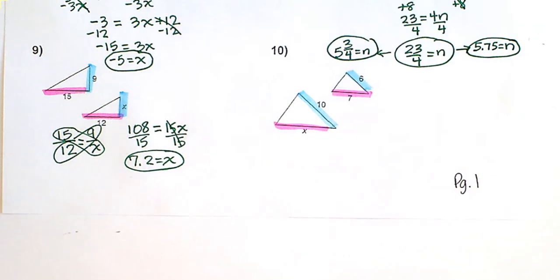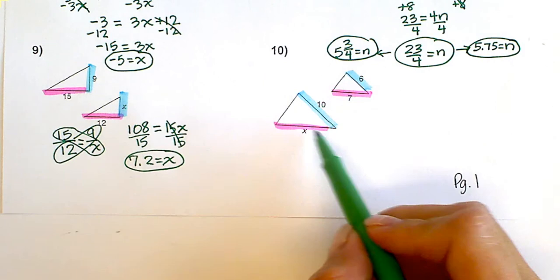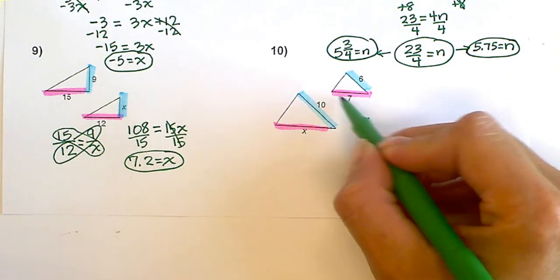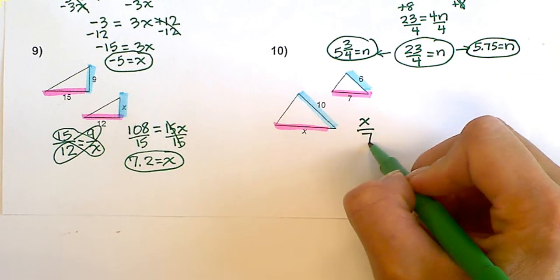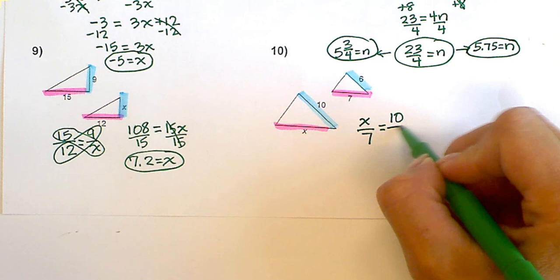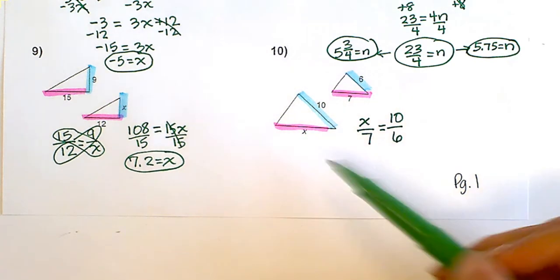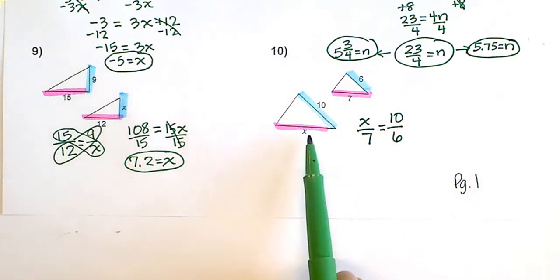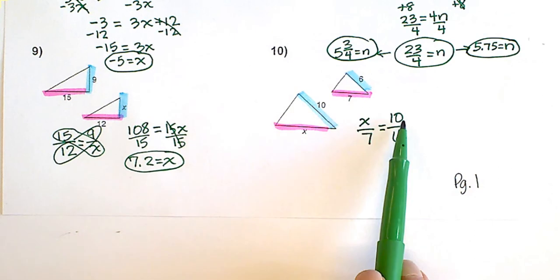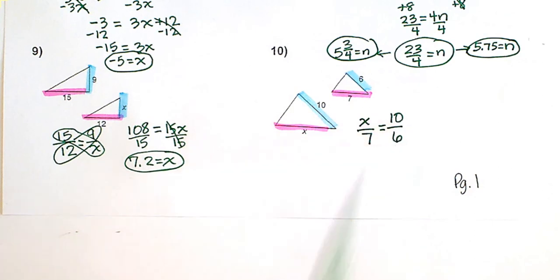So let's set up the same idea for number 10. I'm going to use my x first. So x, the bottom of this triangle, corresponds with the bottom of the little triangle, the same way 10 will correspond with 6. You must write this consistently. If x is going to be on top and then the 7, the 10 must be on top for the other side of the proportion.